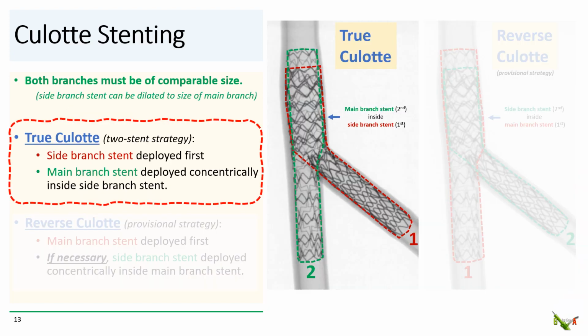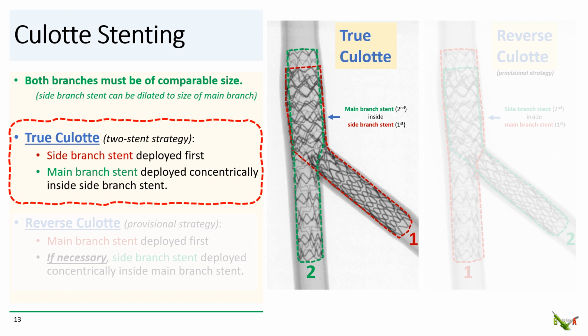So there are a number of different bifurcation PCI techniques, and I've done other videos on a couple of them. For this case, we thought that culotte would be a reasonable strategy since the diagonal turned out to be quite large in diameter. For more details on the culotte technique, you can click on the link here and check out my video on culotte stenting.